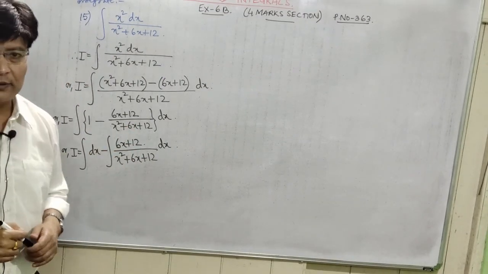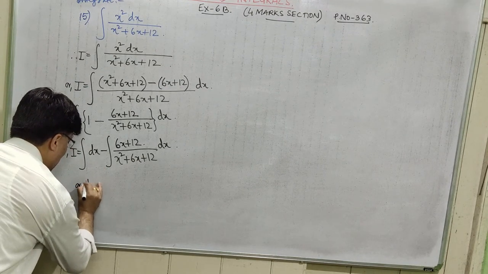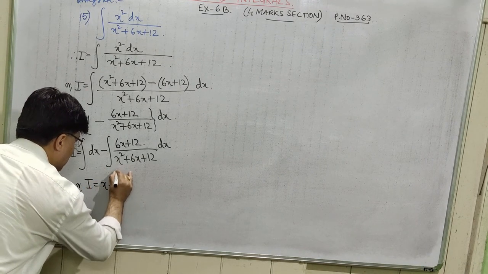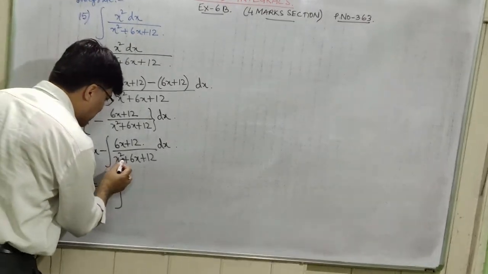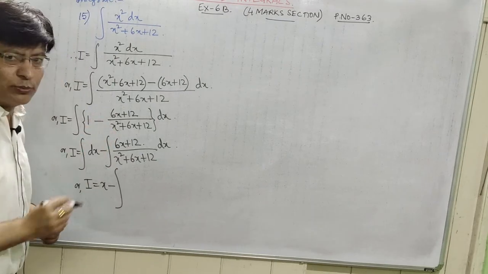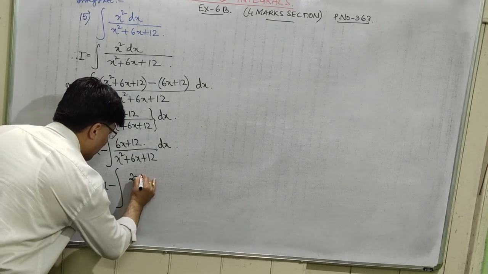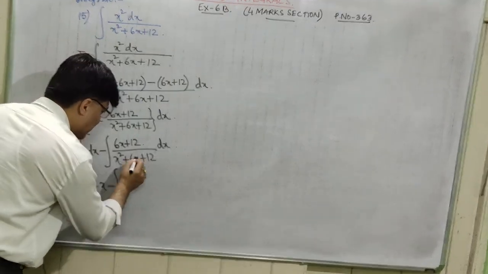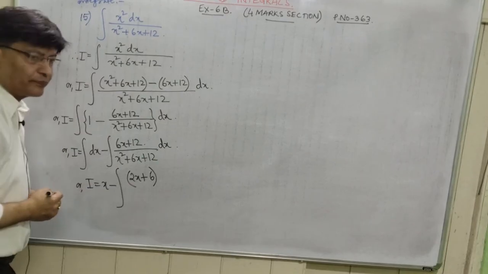That is the method. So now I is equal to x minus integration of, let us write down the differentiation of the denominator in the numerator. What is the differentiation of x square? It is 2x. Plus, what is the differentiation of 6x? It is 6. Keep it within bracket.